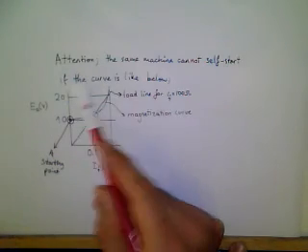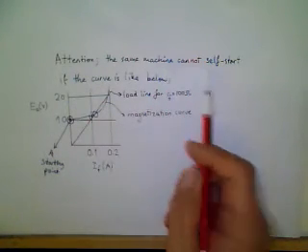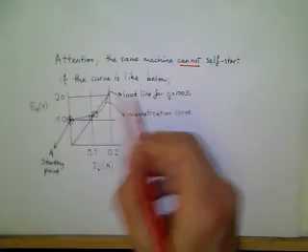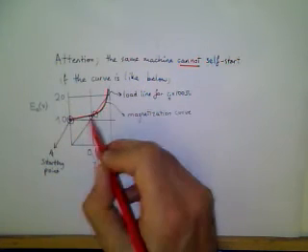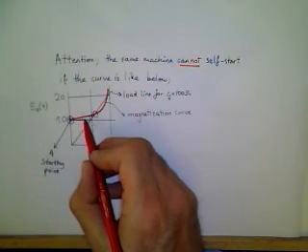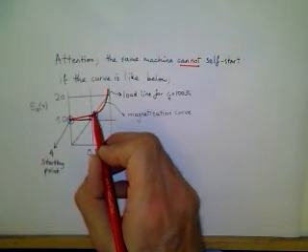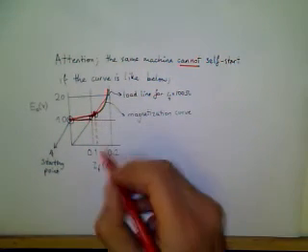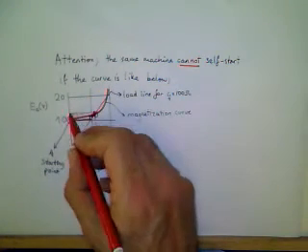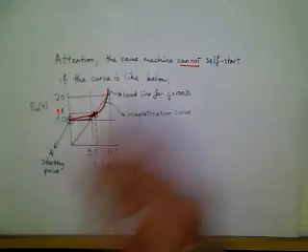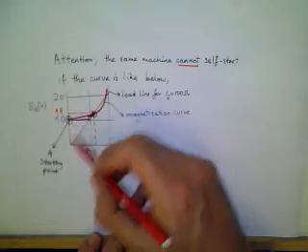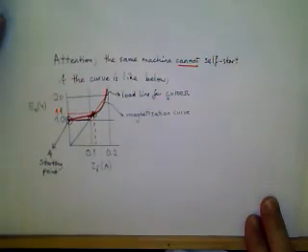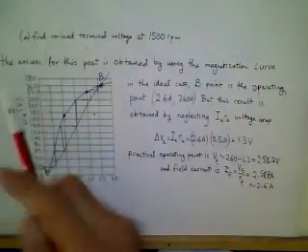We have to take care that the same machine cannot self-start if the curve is like below. For example, this is the magnetization curve, and this is the load line. As soon as it starts, this becomes the operating point with relatively low field and very low voltage at the terminals. So this is not a desired condition. We have to take care about the magnetization curve characteristics and the load line condition between them. So let's return back to our problem again.